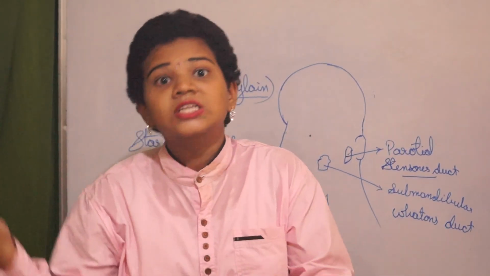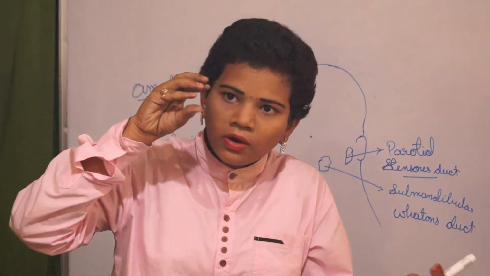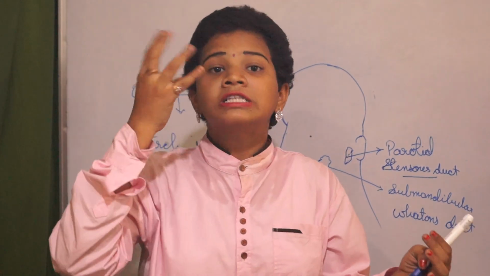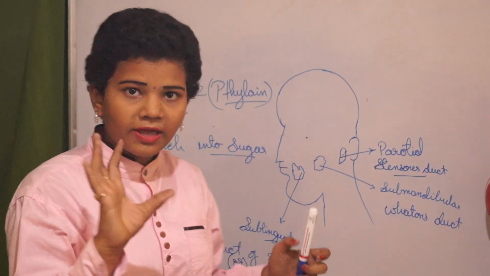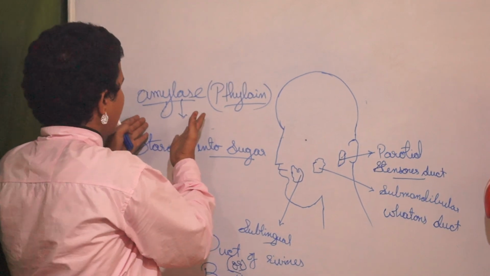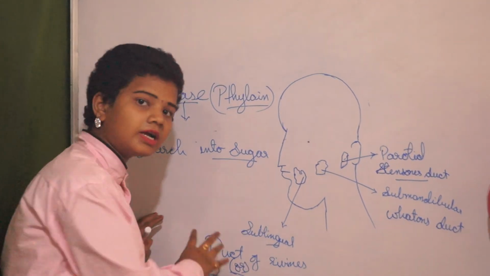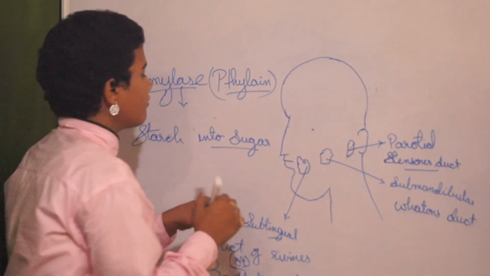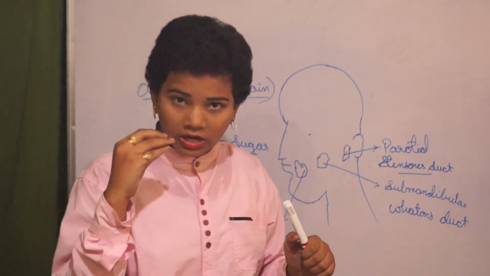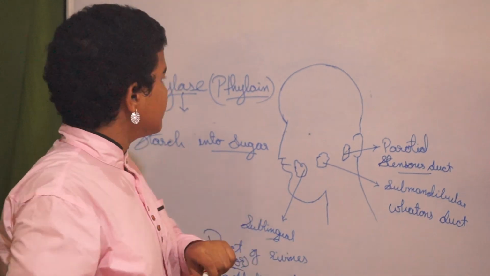It changes the starch into sugar, so it is easily soluble in water. Okay, now see here, the amylase changes the starch into sugar, for easily soluble in water.